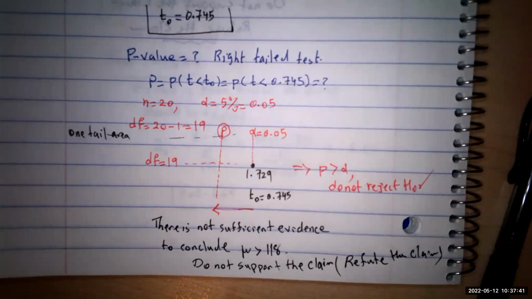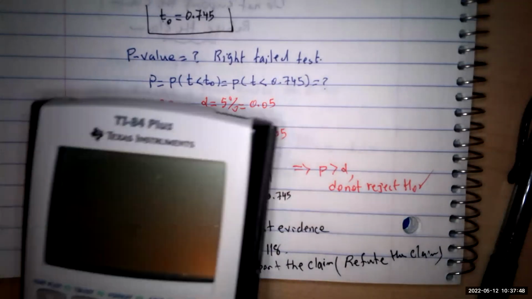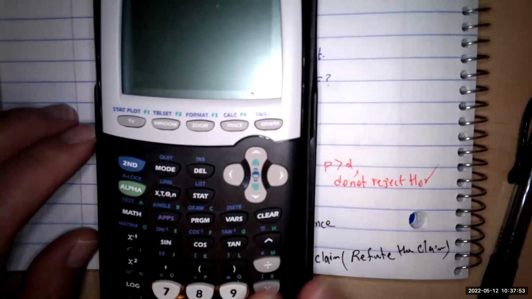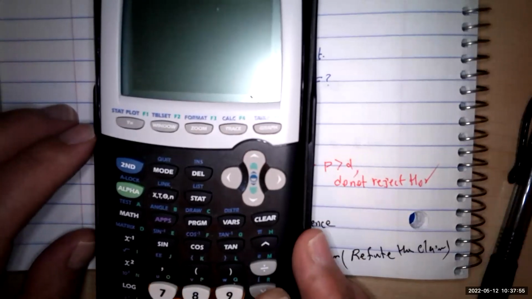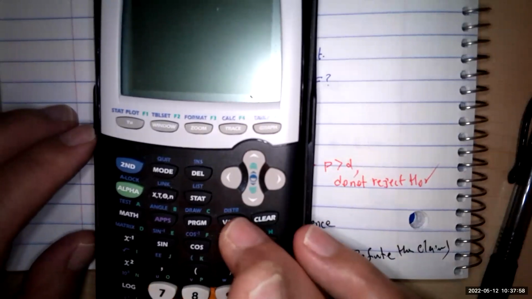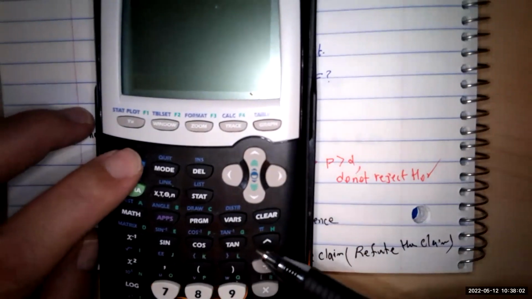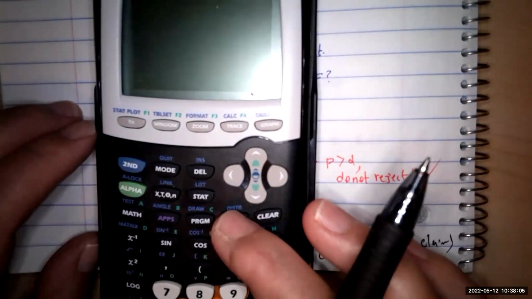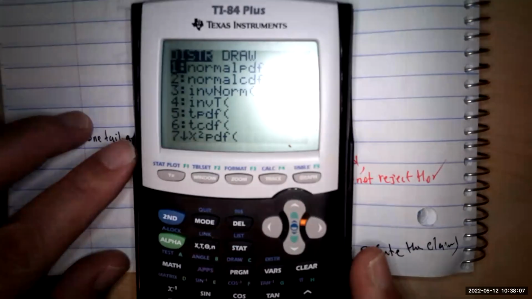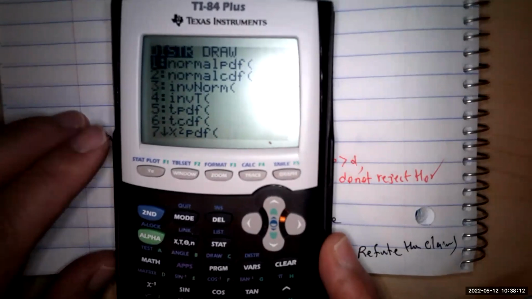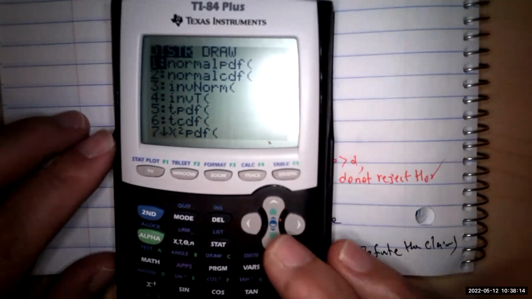Now, if you want to use your calculator, you can use it only to get the p-value. This is the way we are going to do it. I'm going to show you in case you want to use it. So this is going to be the calculator. You have to go to the distribution, the variables and the distribution here. That would open up the tests that we did before: normal, binomial, etc. What you have to go to is the t-test.